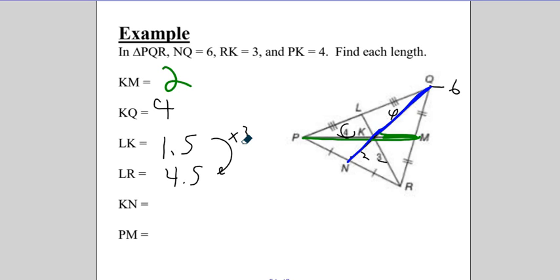KN we have written down as 2. We already figured that out when we figured out KQ. And PM is the entire piece. Now PK is 4. Well, if that's 4, that makes this 2, which makes the entire piece 6.